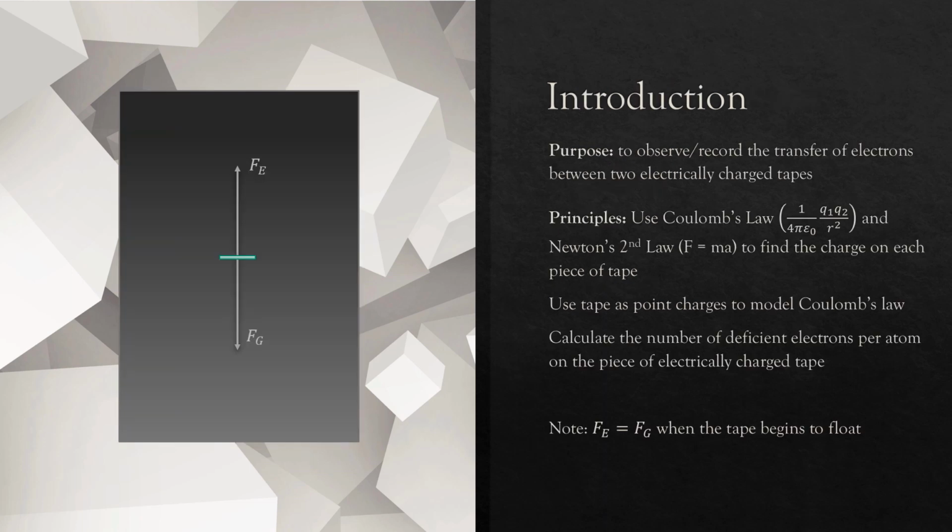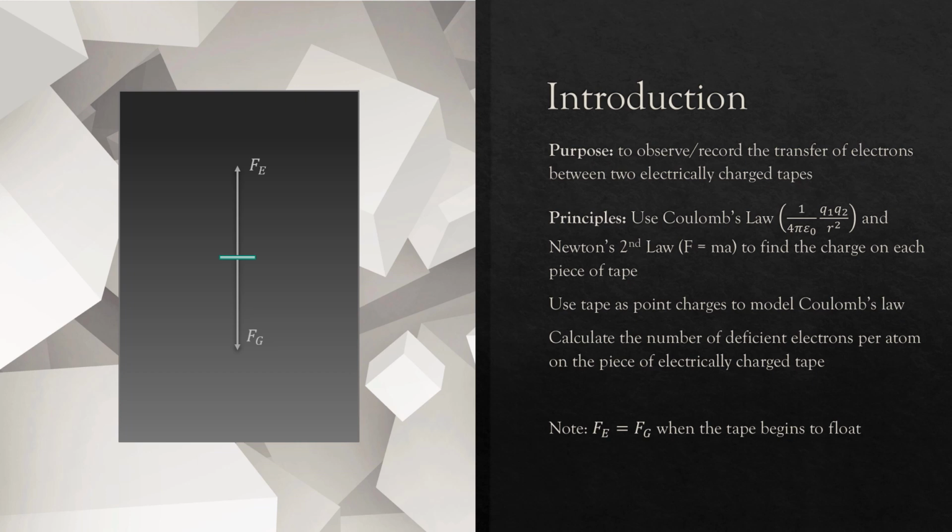So, the introduction, what's the purpose? It's to observe and record the transfer of electrons between two electrically charged tapes. We're going to use Coulomb's law, which is 1 over 4 pi epsilon naught, Q1 Q2 over r squared, and Newton's second law, force equals mass times acceleration, to find the charge on each tape. And for this model specifically, Coulomb's law is going to be Q squared because the charges on each one are going to be equal.